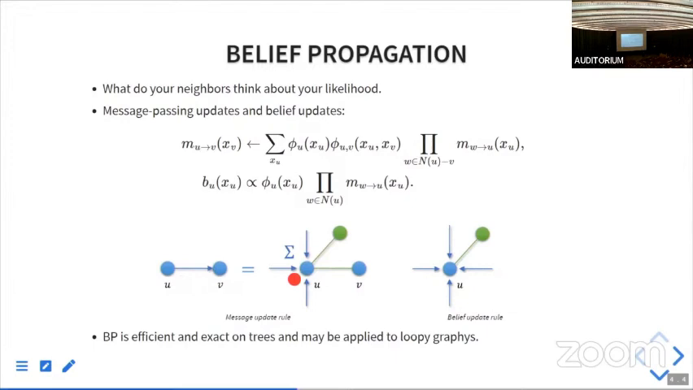So the message from u to v is just a summation or a product involving all the other neighbors and two functions representing the compatibility constraints. And the belief is just proportional to the product of all the incoming messages and also the local compatibility function. It may not seem obvious why this is equivalent to the last slide, the dynamic programming, but if you sit down and work it out, you can see that these two are equivalent.